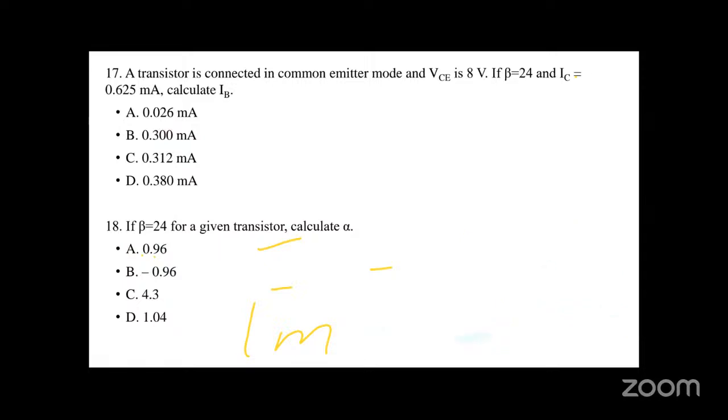So we move to exercise 17. If a transistor is connected in a common emitter mode, and VCE, that's voltage drop across the collector emitter junction, is 8 volts. If beta is 24 and IC is 0.625 milliamp, calculate IB.